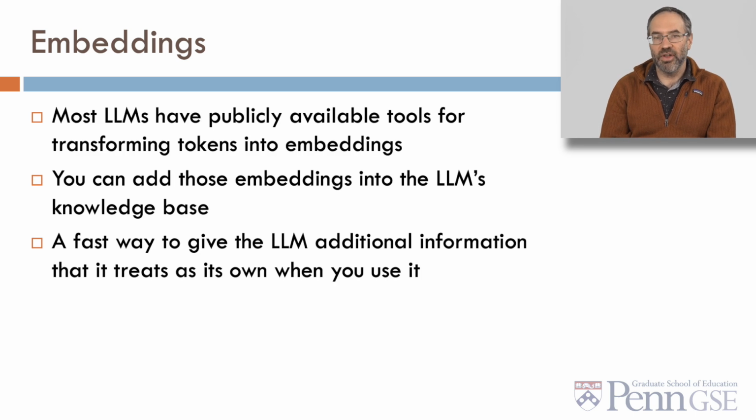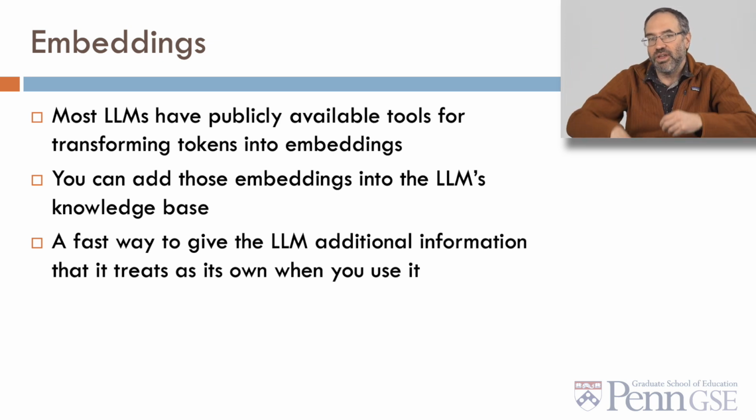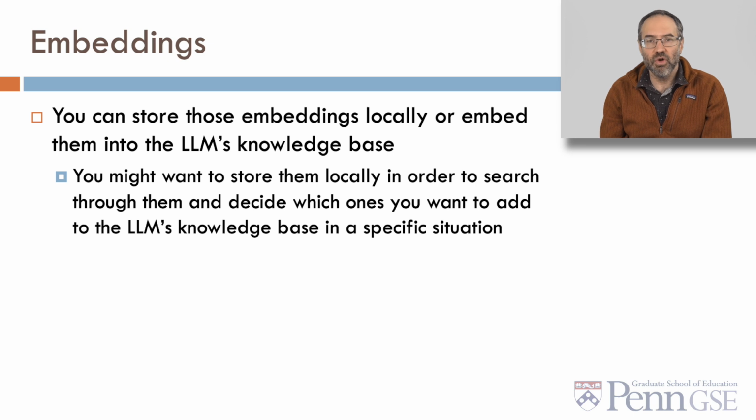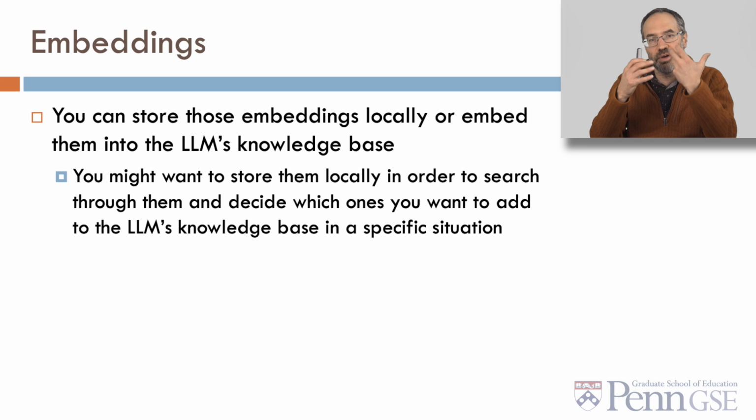Most large language models out there have publicly available tools for transforming tokens, words, into embeddings. And you can add those embeddings into the large language model's knowledge base. And this is a fast way to give the large language model additional information that it treats as its own knowledge when you use it. It's like downloading information into somebody's brain, exactly how kids don't learn. You can store those embeddings locally or embed them into the large language model's knowledge base. You might want to store them locally in order to search through them and decide which ones you want to add to the LLM's knowledge base in a specific situation to have it ready, kind of present at mind.